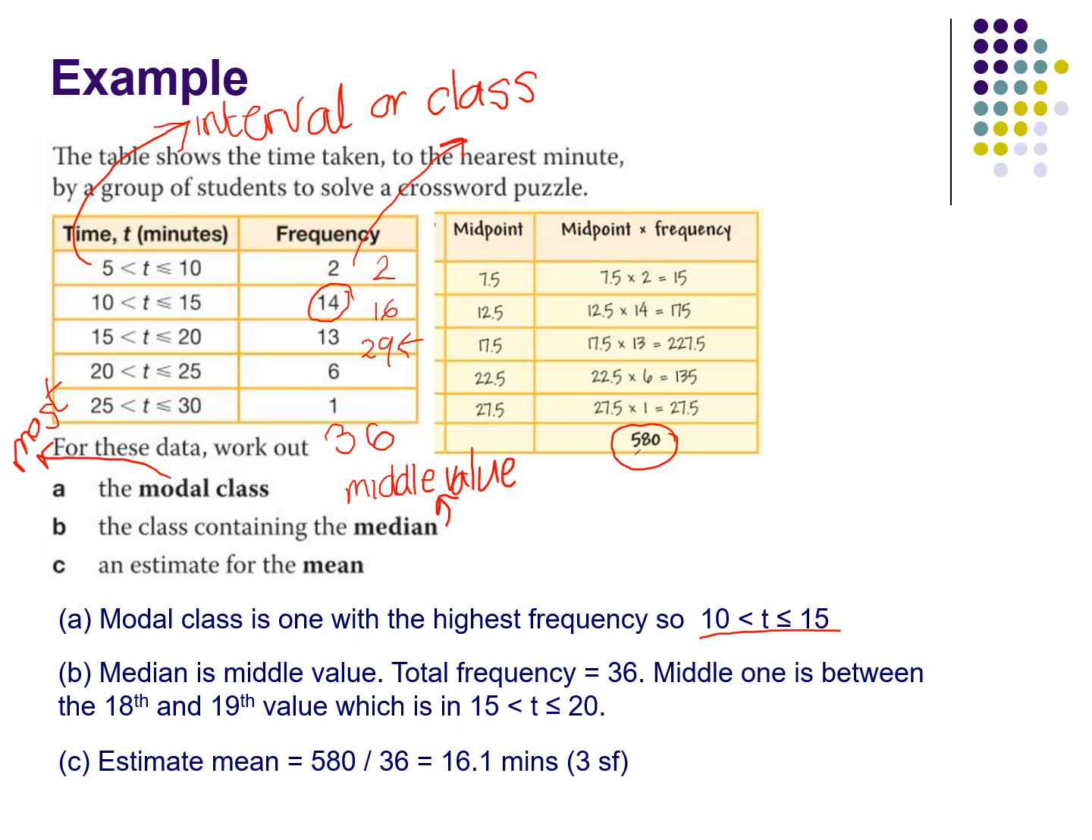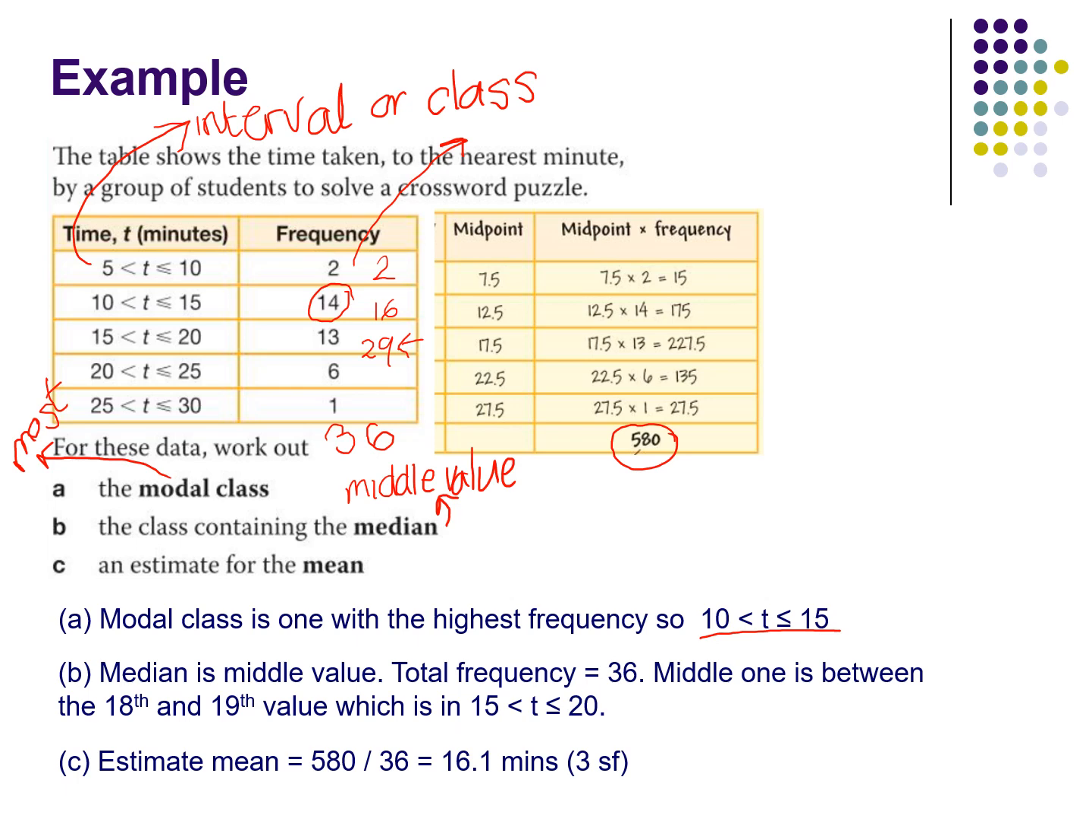And always have a look back. Does that seem sensible? Yeah, because there's a lot of values within 10 to 15. There's a lot of values within 15 to 20. So I know that my mean is going to be somewhere within those two intervals. So it makes sense for it to be about 16.1. Okay, right. Hopefully that will make sense to you with that example.